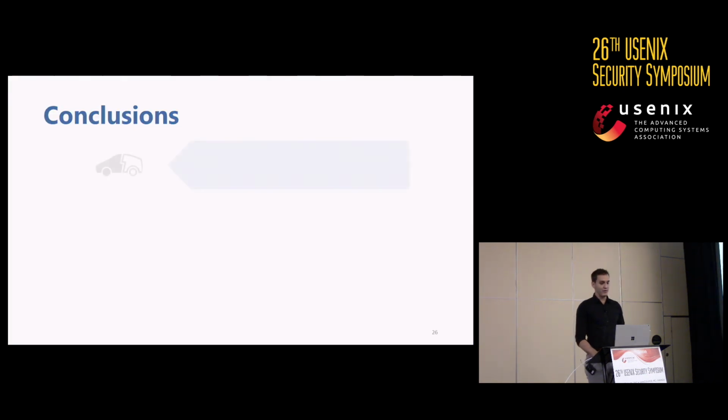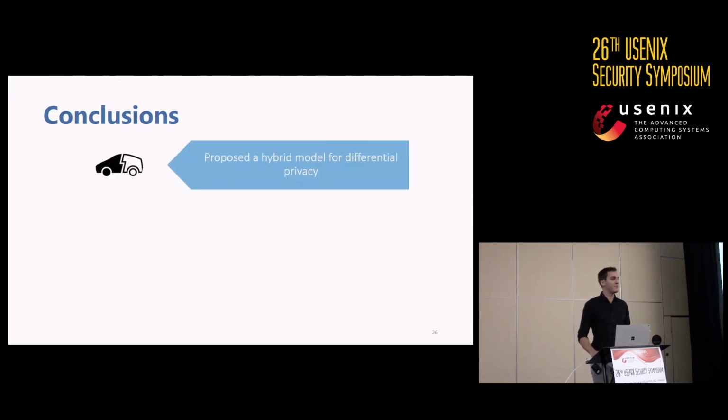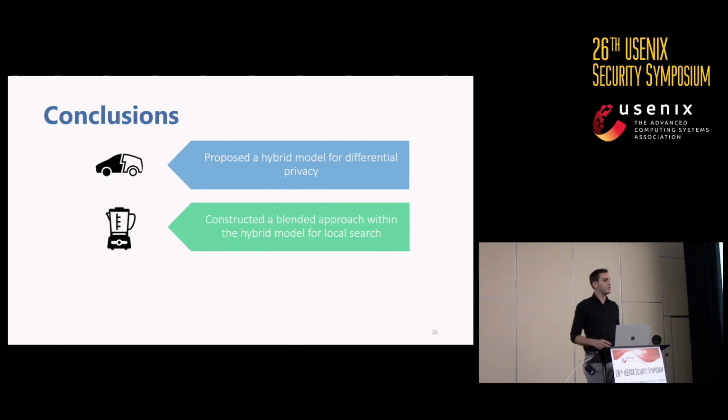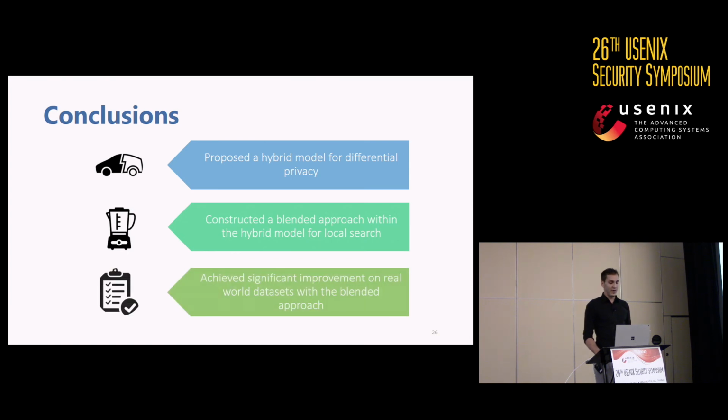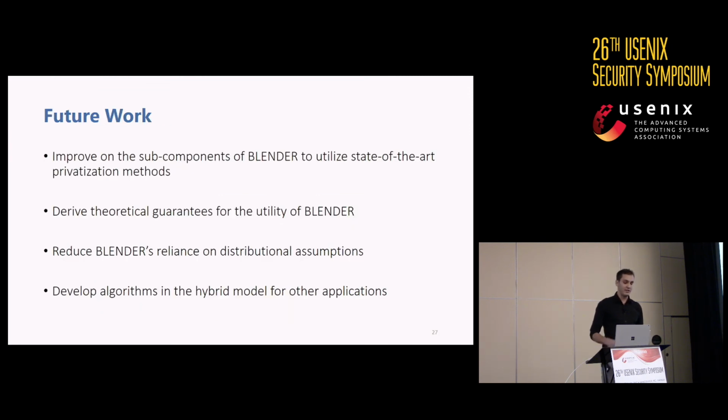So to briefly conclude, we've proposed a new hybrid model for differential privacy, which more realistically takes into account users' different privacy expectations. Within this hybrid model, we constructed a blended approach to achieving local search in a practical way. And it also achieved significant improvement on real-world data sets, which shows its practicality in real-world settings. And while this is great, Blender and the hybrid model in general still have a lot of research left to be done on them.